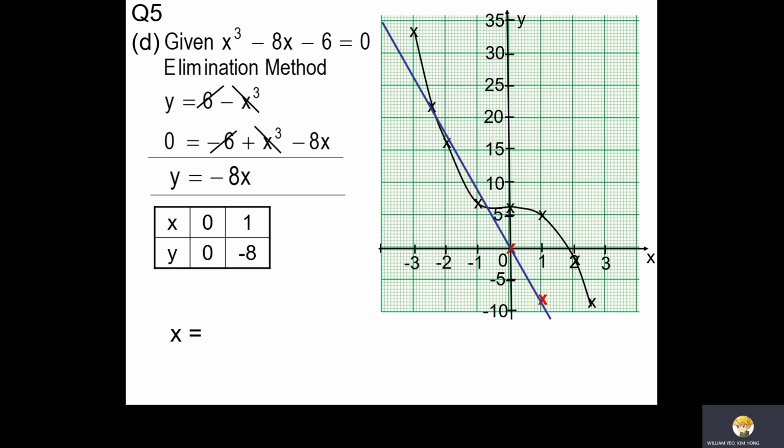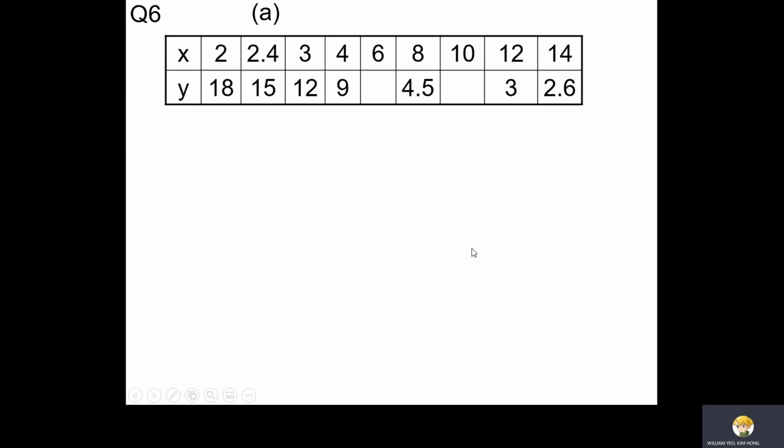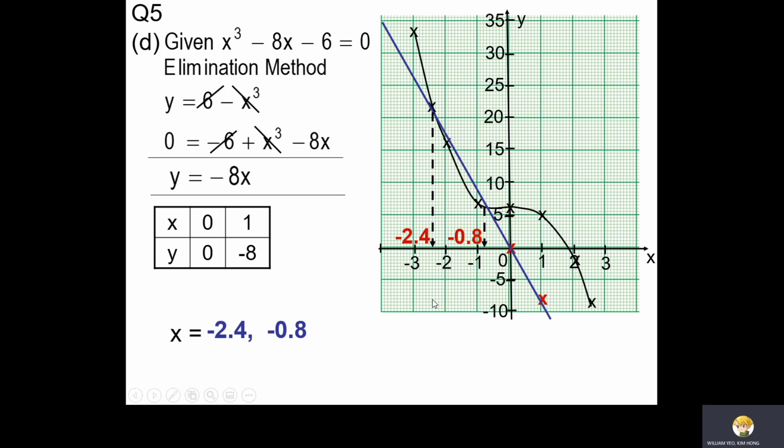Now, how many points does this blue line touch the graph? 1, 2. So read negative 2.4 and also negative 0.8. So 2 answers. This whole thing is 4 marks, so 12 marks altogether. 2, 4, 2, 4.